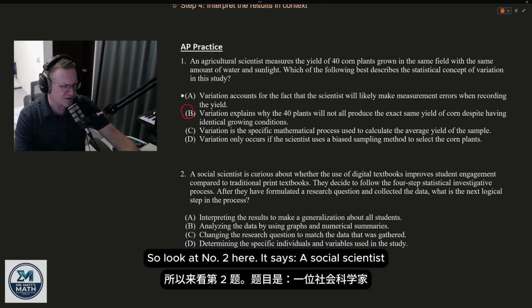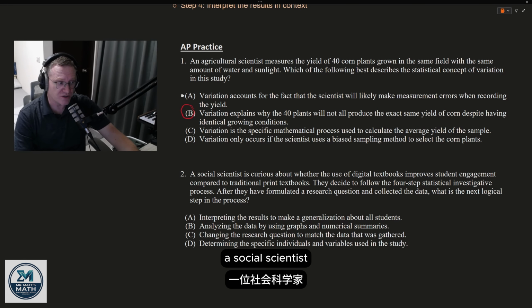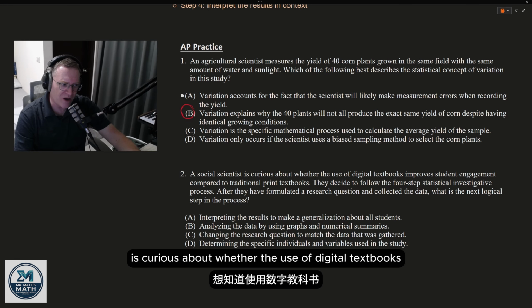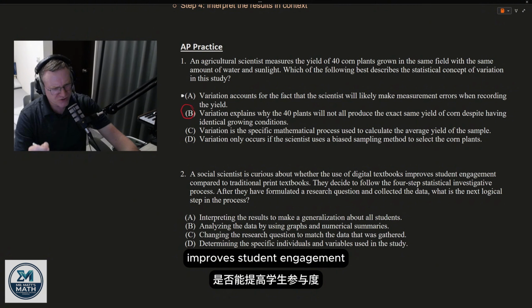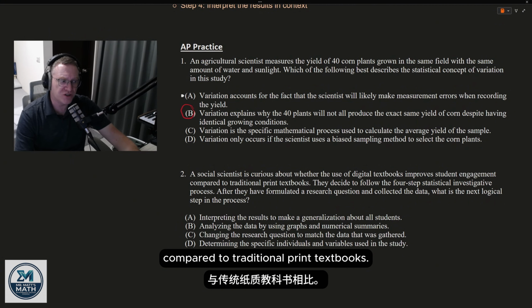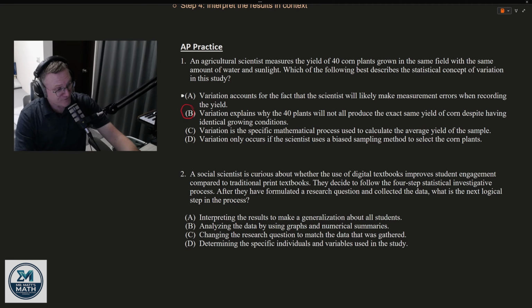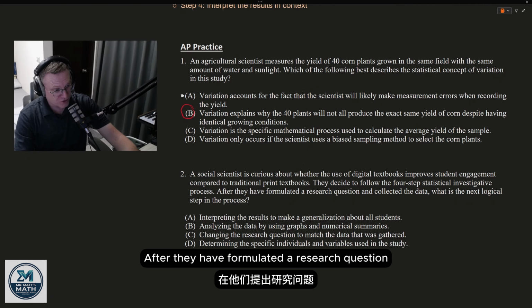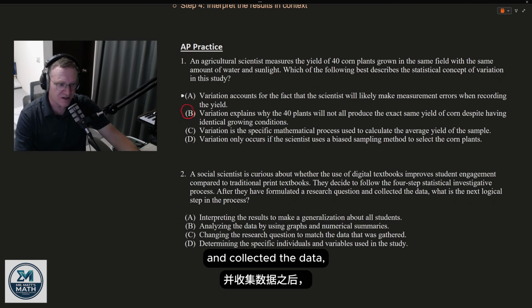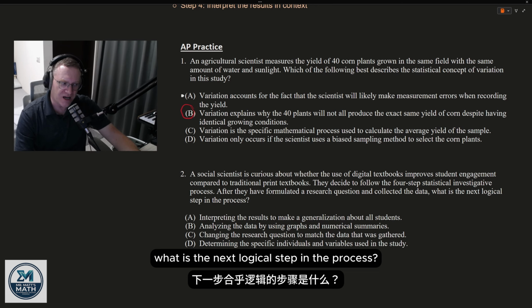So look at number 2 here. It says, a social scientist is curious about whether the use of digital textbooks improves student engagement compared to traditional print textbooks. They decide to follow the 4-step statistical investigative process. After they have formulated a research question and collected the data, what is the next logical step in the process?